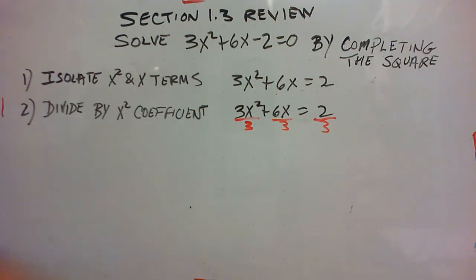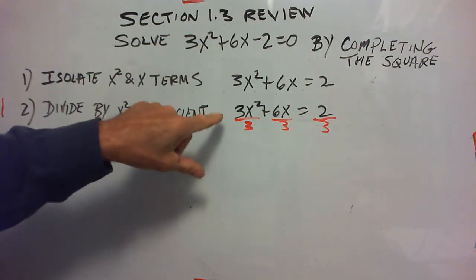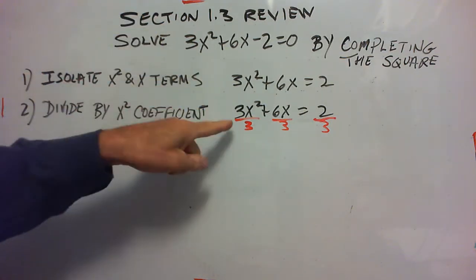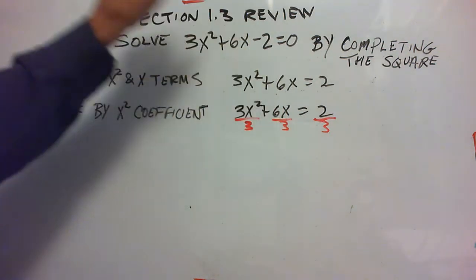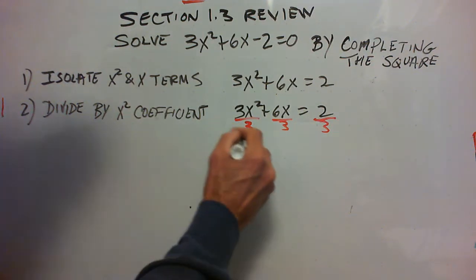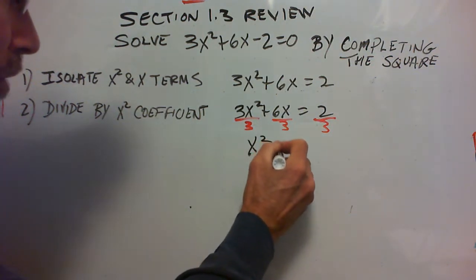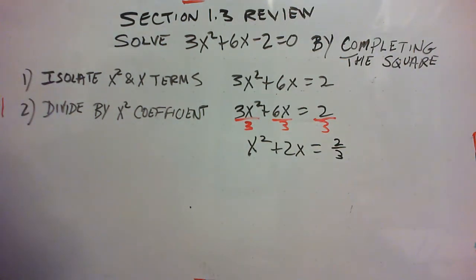Now, when we divide by 3, we have to divide all the terms by 3, because what we're really doing is multiplying both sides by a third. And when you multiply the left side by a third, you're distributing that third. So all the terms are multiplied. So that gives us x squared plus 2x equals 2/3.